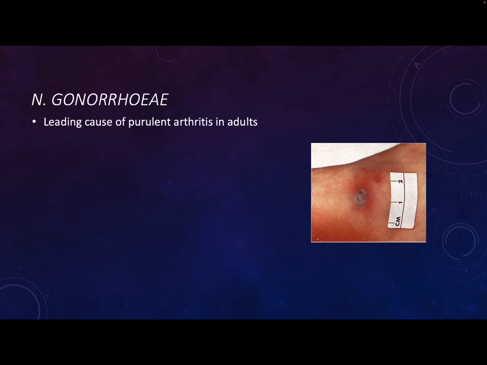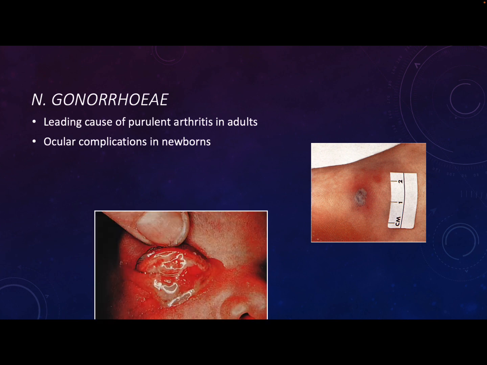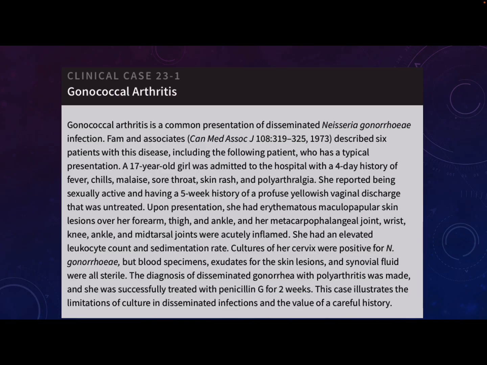If a newborn is born to a mother who has gonorrhea, there can be ocular complications. So it can cause infections in the eye. We tend not to see eye infections in adults, generally in children, and so you'll have a purulent discharge in the eye of the newborn. And it can cause anorectal infections and pharyngitis. So different kinds of sexual contact can lead to transmission to other areas of the body. But generally, ocular is only in newborns who've been born to a mother with gonorrhea.